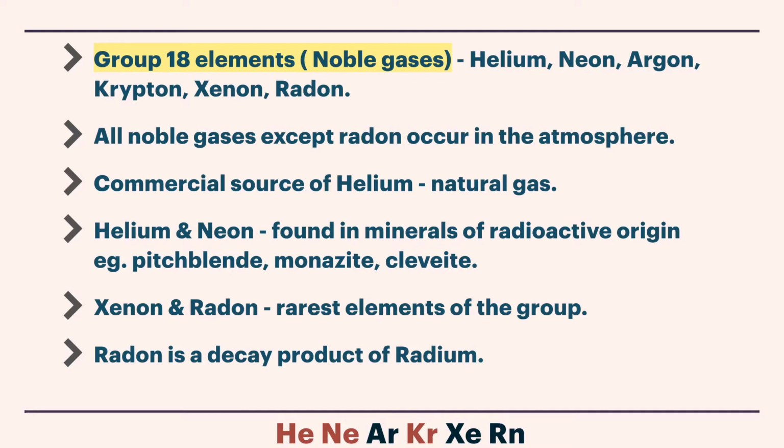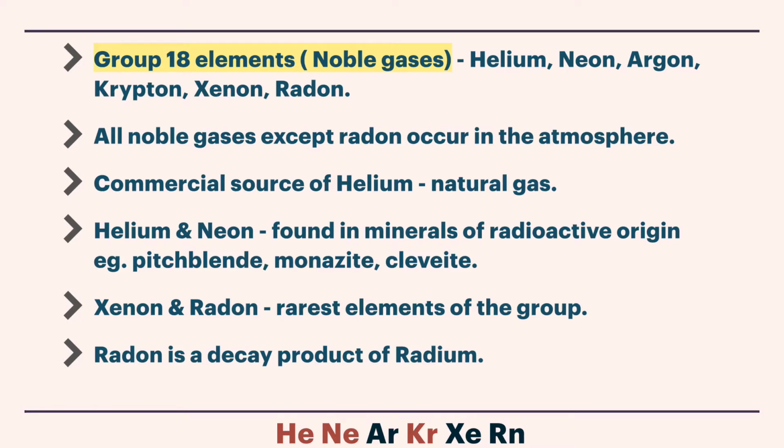Now all noble gases except radon occur in the atmosphere. And next one, the commercial source of helium is natural gas. Helium and neon, they are found in minerals of radioactive origin, example pitchblende, monazite, cleveite. Next, xenon and radon are the rarest element of this group. And the last one, radon, is a decay product of radium. Understand? Radon is a decay product of radium. Radon is represented by Rn and radium is Ra. Okay, so please don't be confused between both the things.